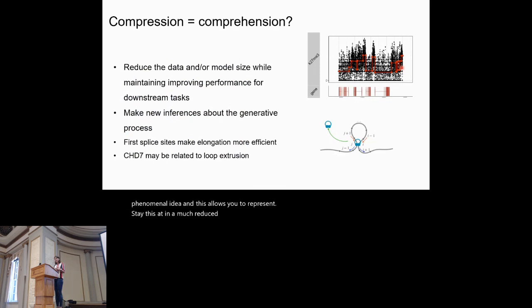But also, once we go through these procedures of reducing the data, we end up learning more things about the data. For example, we can see that the splice site is actually increasing the efficiency of elongation. Something is going on with CHD7, not sure what, please tell me, but it might be important. And I think this is a good place to end.